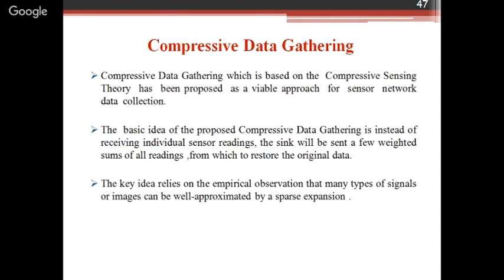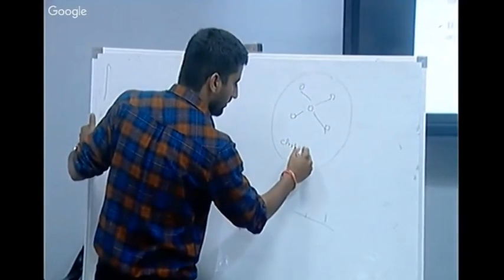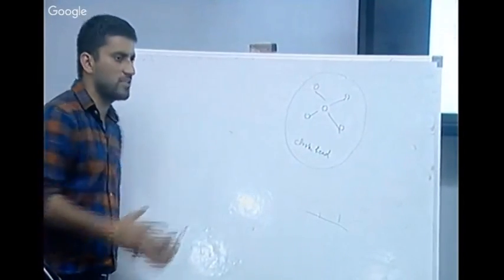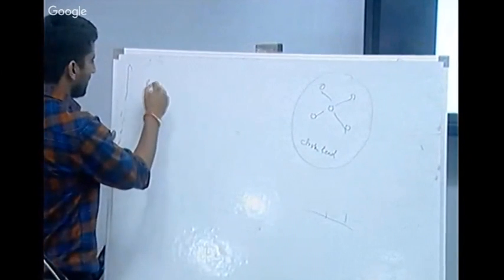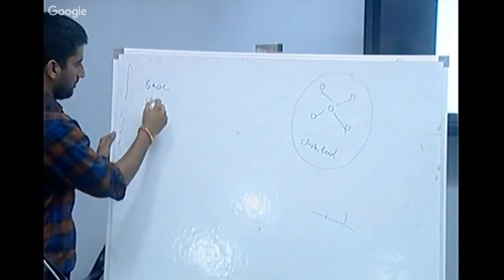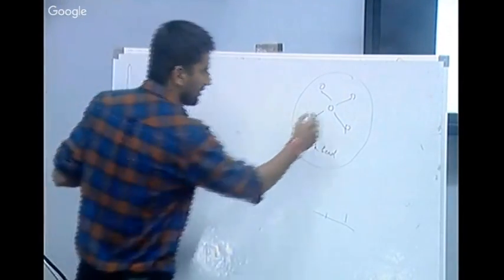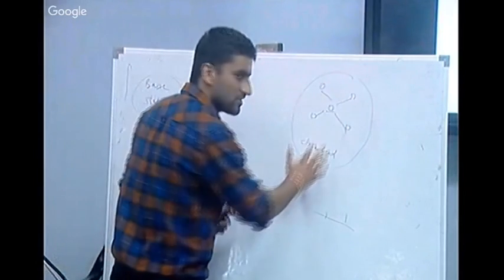That means we have the cluster heads. Okay, suppose we have this cluster head, we are taking this cluster head, a small set of sensor nodes. Okay, and this is my base station. Let's say base station is here. Okay, so this is my cluster head. Now what is happening over here? The data is transmitting from this.